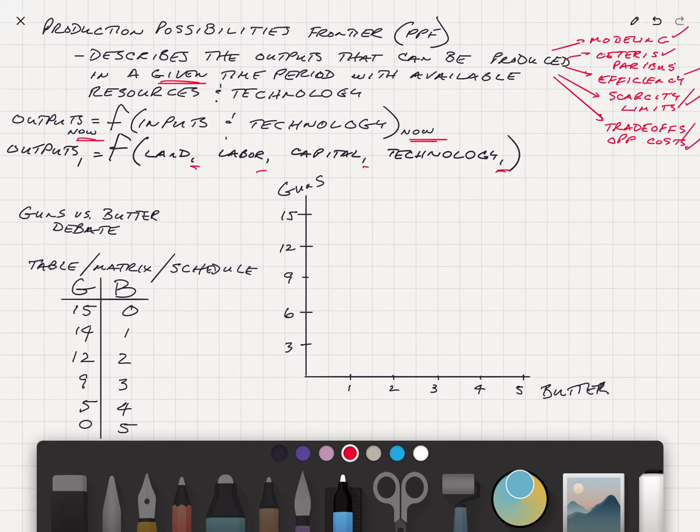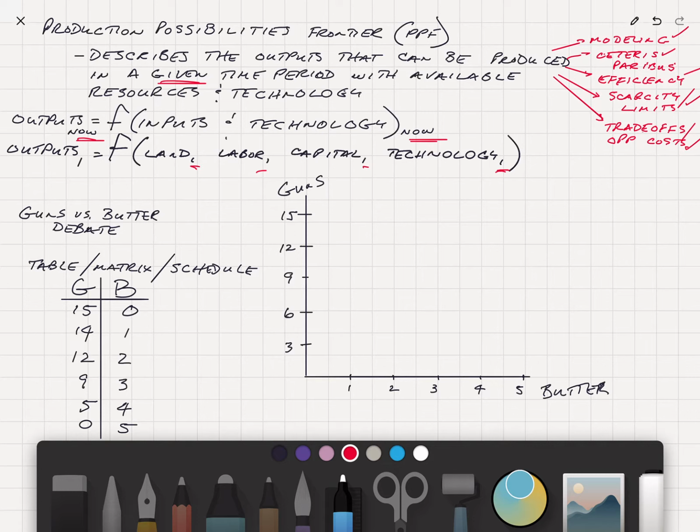So let's look at what you'll see typically in textbooks. It's called the guns versus butter debate. We're going to have the numbers arrayed in a table or a matrix. It's called the production possibility schedule. You have the numbers down here, and it says we have various combinations of output that the economy can produce. G is the guns, B is butter.